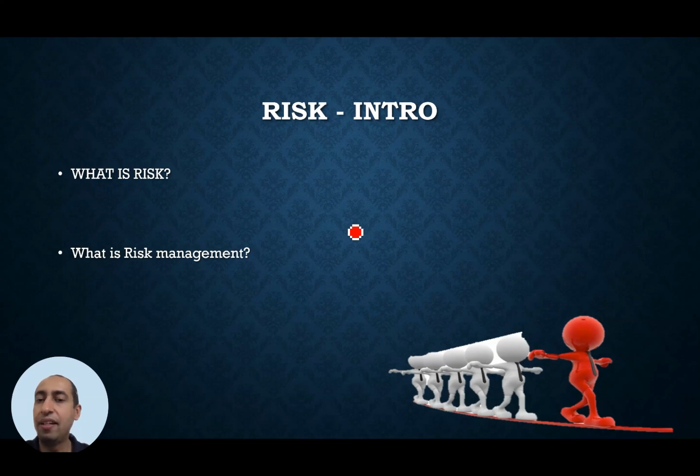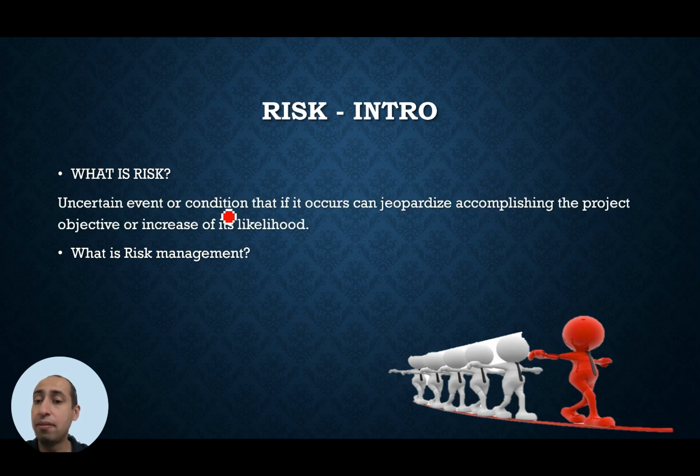In this slide, I'll try to explain the difference between risk and risk management and their definition and highlight their properties, so we can be standing on solid ground before we move forward into this course. Therefore, let's start by what is risk.